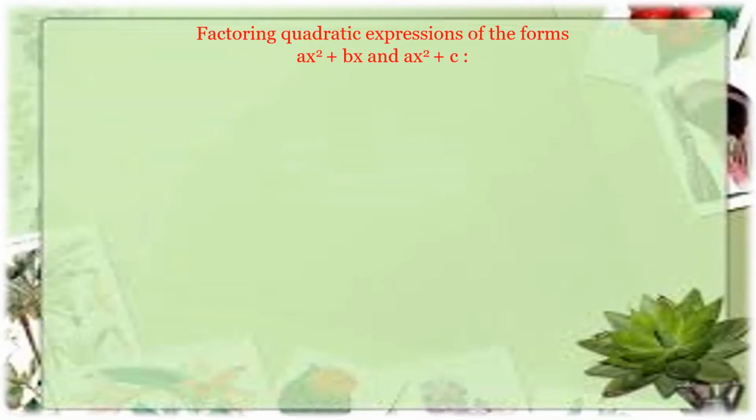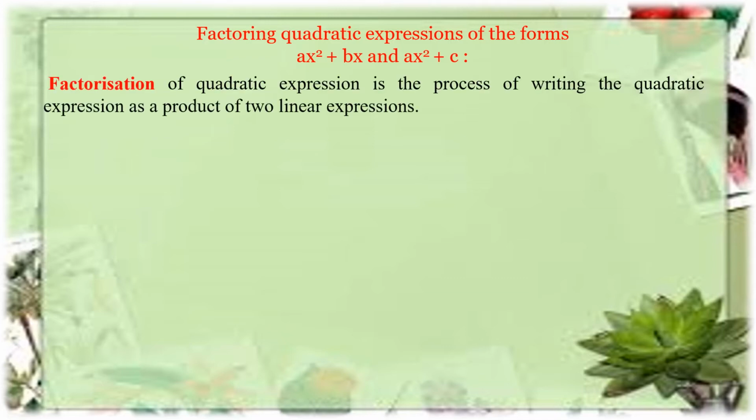Now let us solve factoring quadratic expressions of the forms ax squared plus bx and ax squared plus c. So factorization of quadratic expression is the process of writing the quadratic expression as a product of two linear expressions. Supposing we have 2x squared plus 4. First, we are going to identify the common factor, which is equal to 2. And we shall have the remaining factor, which is equal to x squared plus 2.